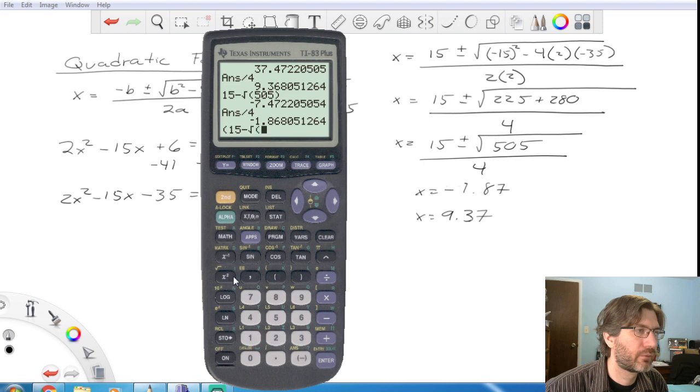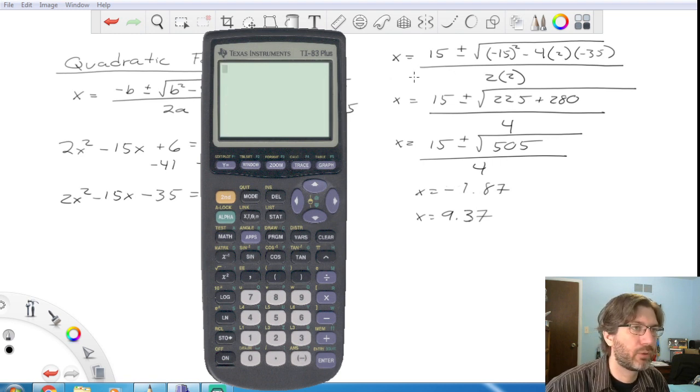Minus square root of 505. Close both parentheses and then divided by 4. That gives me, yeah, that's what I did wrong. And then re-enter it as a plus. Yeah, just watch how you type it in the calculator. I missed those parentheses. So be aware of that.